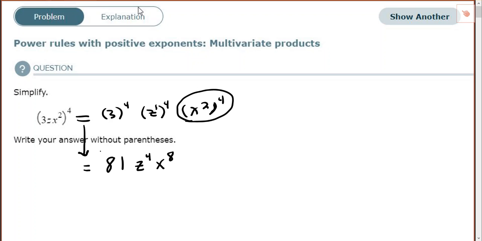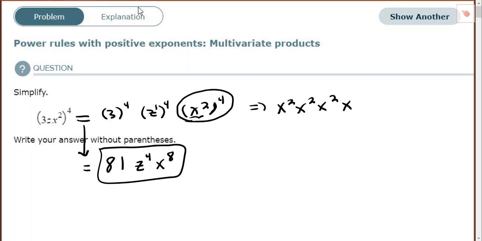So let's take a look and see what that really means. If we're just looking at the x squared to the fourth power, remember that exponent outside tells us how many times we're multiplying this base times itself. So that means x squared times x squared times x squared times x squared. And we learned before when we're multiplying like bases that we could add the exponents, so 2 plus 2 plus 2 plus 2 gives us x to the eighth. So that's how we got that x to the eighth.